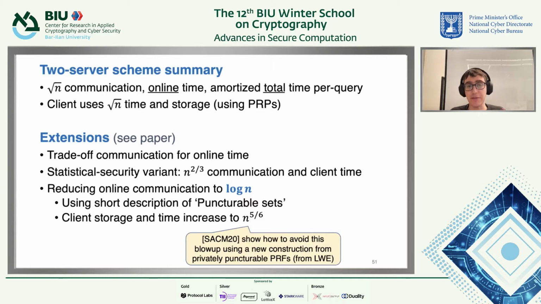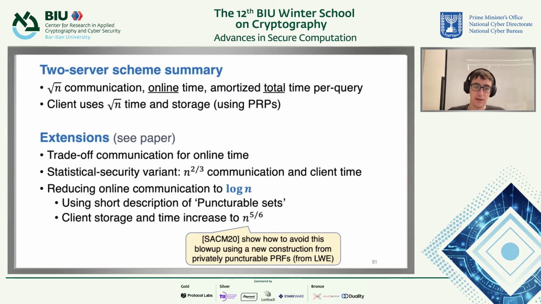Second, and I think someone asked about it in the previous hour, there's actually a statistical security variant. By using a different representation of a set, instead of this PRG seed that we need to send, if we don't want to use computational assumptions, we just want statistical security, then we can work with a different description of sets, and we would get slightly worse communication and client time, but we would not require any computational assumptions.